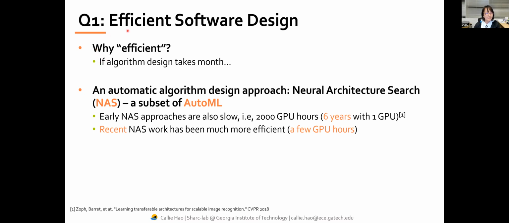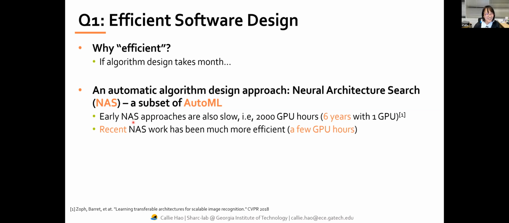And then the next question: how do we define efficient software design? Or in other words, how can we design the software efficiently? The first question, why do we need it to be efficient? Because if the algorithm design itself is going to take months, then there's no way for efficient co-design, right? So the foundation for efficient software hardware co-design is that we have to have an efficient algorithm design. So that's why we are interested in this automatic algorithm design approach, neural architecture search, again, short for NAS.